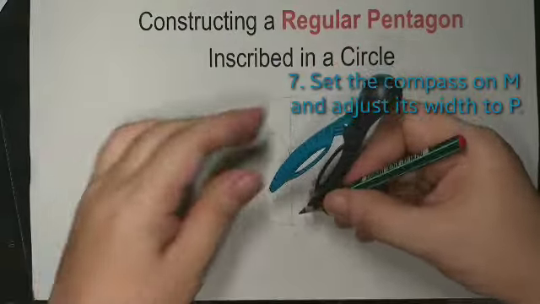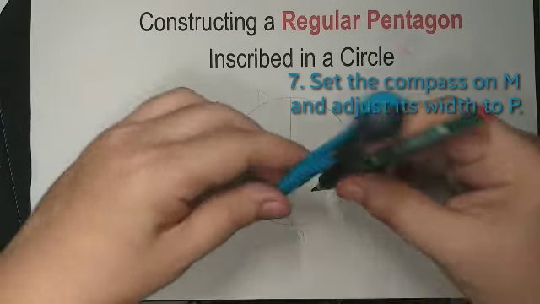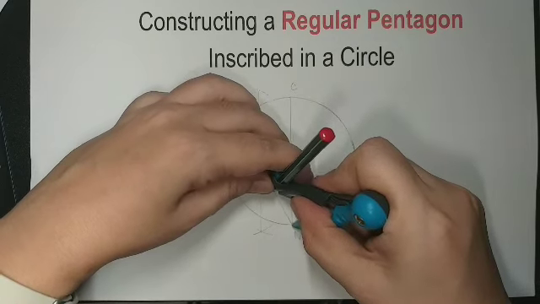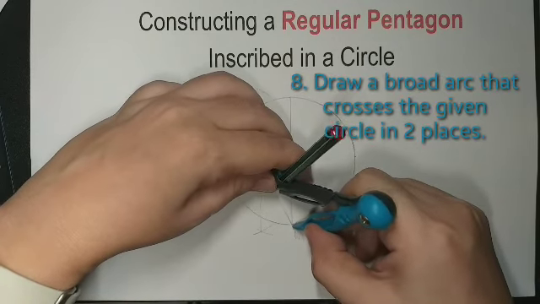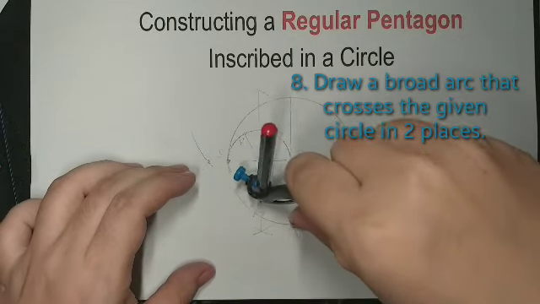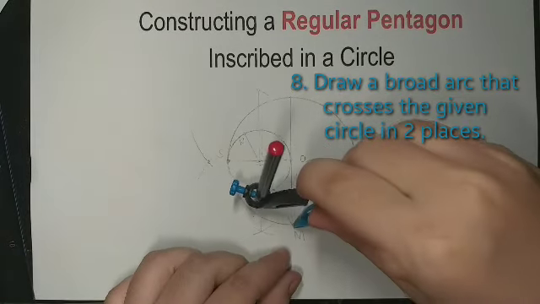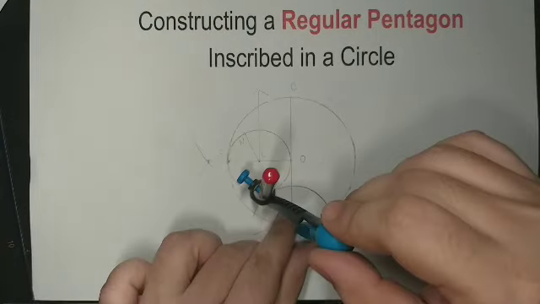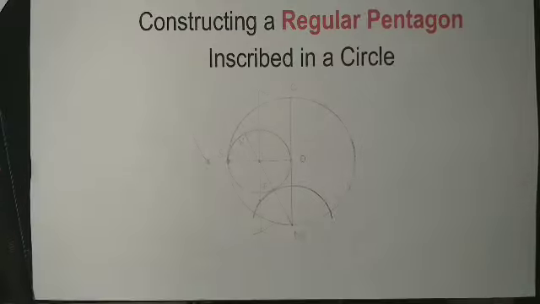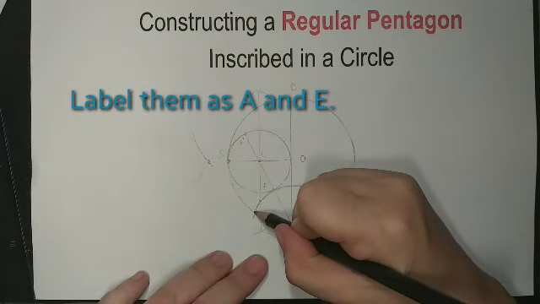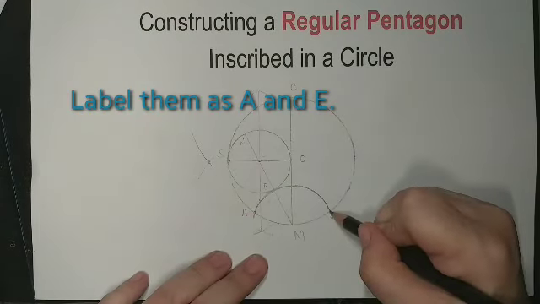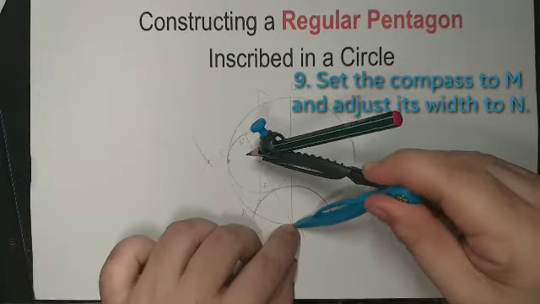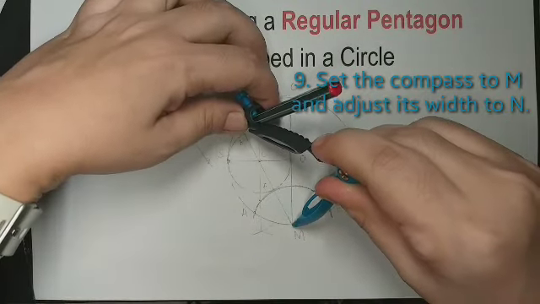Set the compass on M and adjust its width to P. Then let's draw an arc crossing the given circle through this. Name these points as point A and point E.